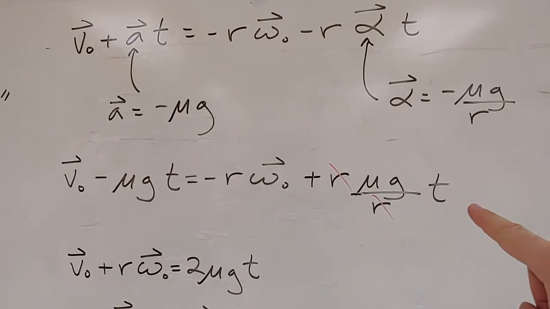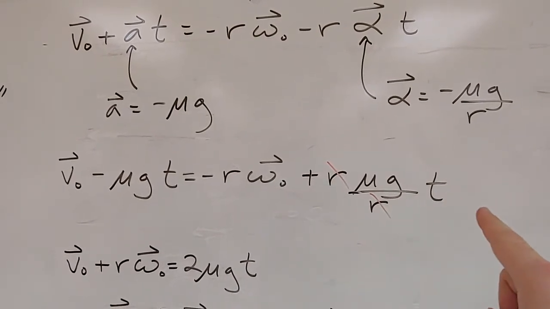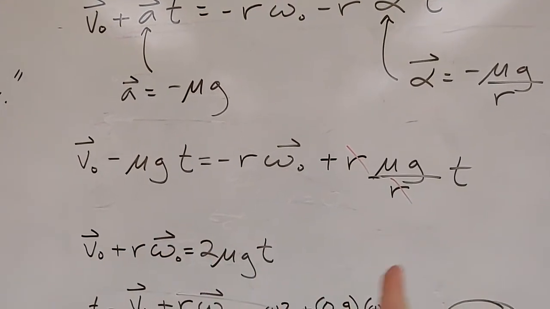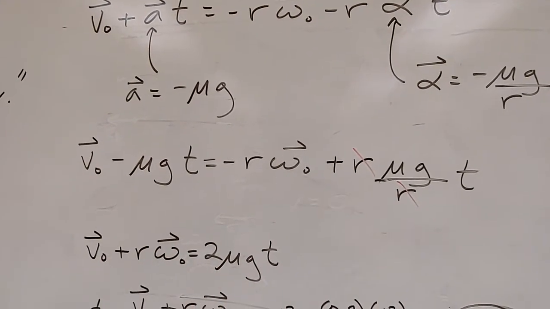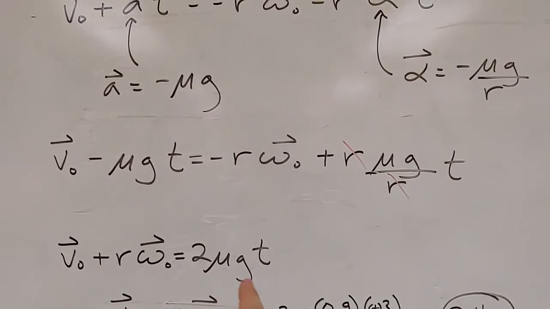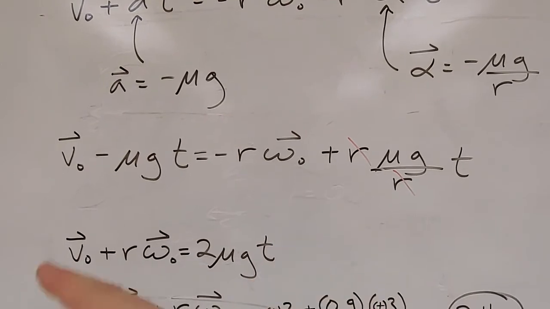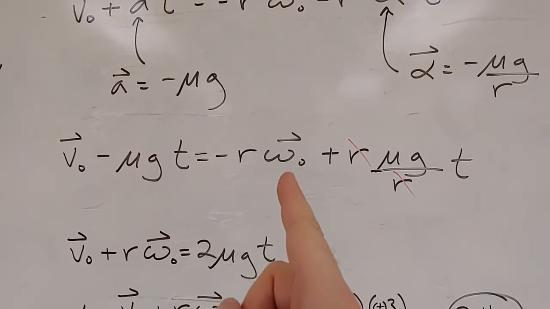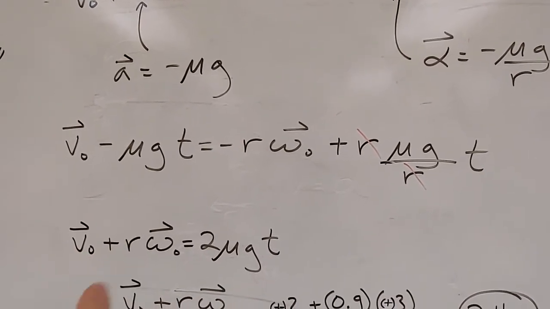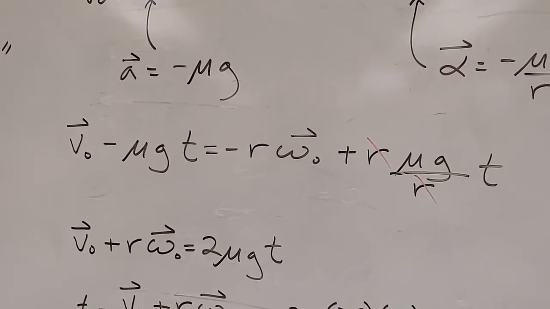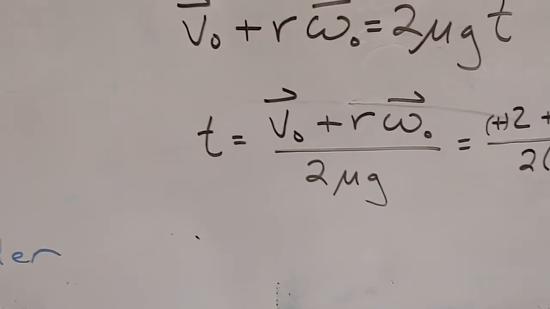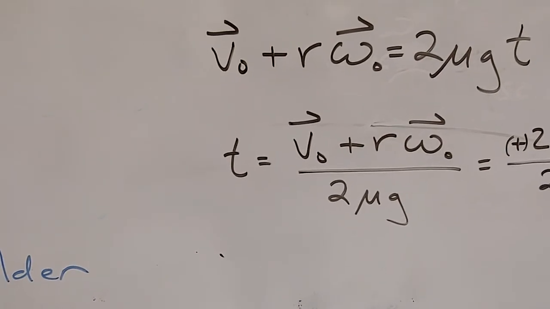So we're going to combine our like terms. We've got a plus mu gt on this side. We've got a minus mu gt on the other side. We're going to get those both onto the right side. So we'll add mu gt to each side and get, down on the next line, you can see we have 2 mu gt. And then we've got to bring this term over to the left side, so we'll add r times the initial angular velocity to the left side. We get initial velocity plus r times the initial angular velocity is 2 mu gt. And then since we want time, just solve for t. Divide both sides by 2 mu g.